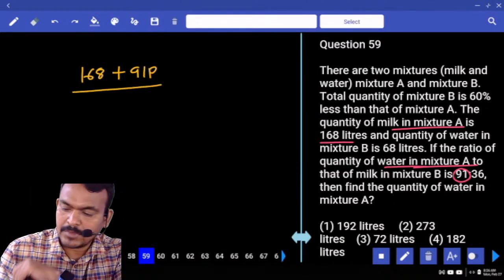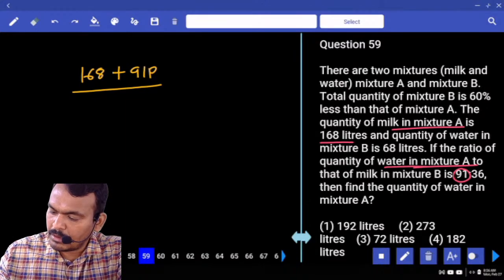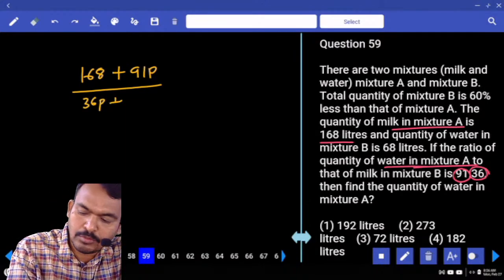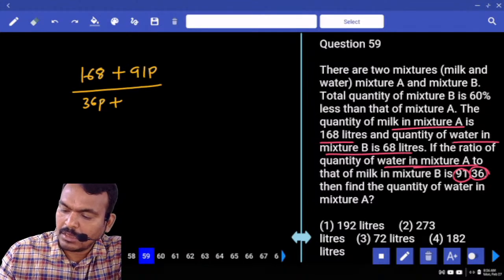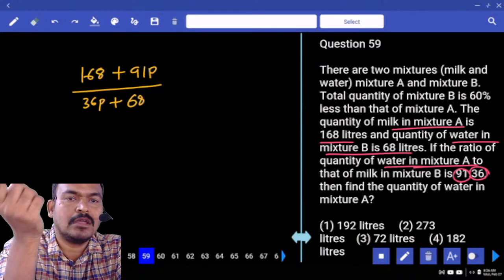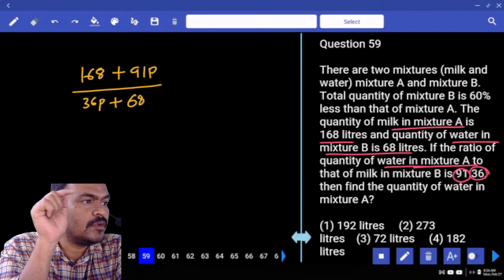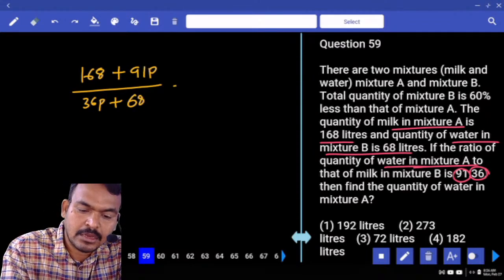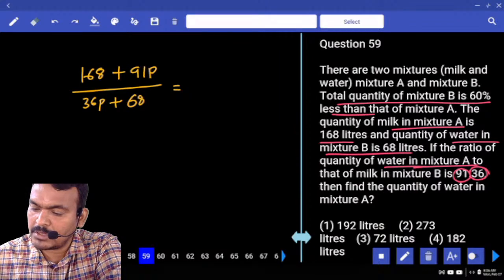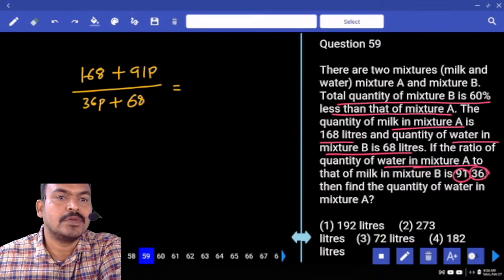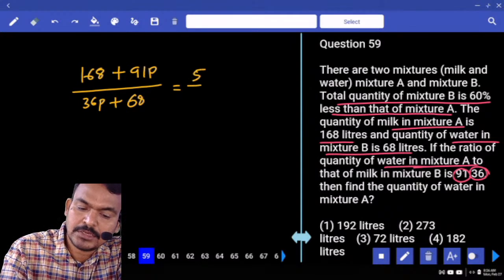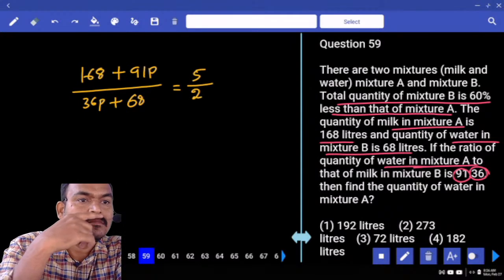Next, denominator, mixture B. Mixture B, milk is how many parts? 36 parts. Plus water is how many liters? 68 liters. Plus 68. Numerator is milk and water in mixture A. Denominator, milk and water in mixture B. It is equal to, what is the first point given? The total quantity of mixture B is 60% less than which one? Mixture A. Means suppose mixture A 5 parts, mixture B 2 parts.